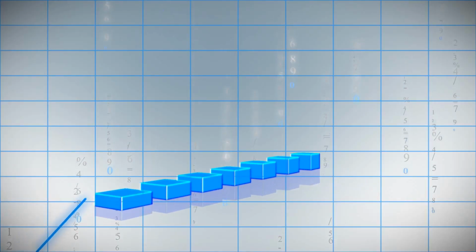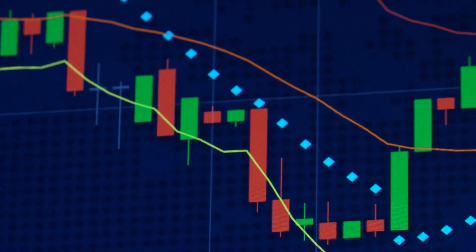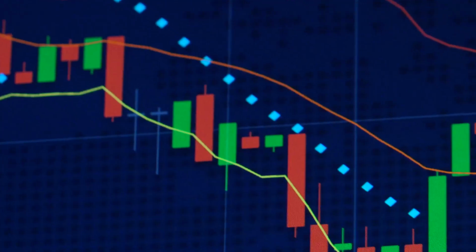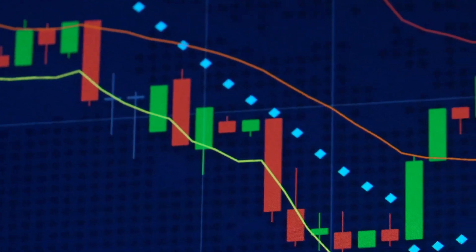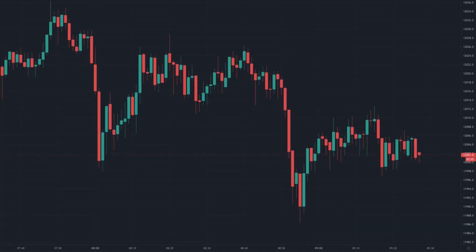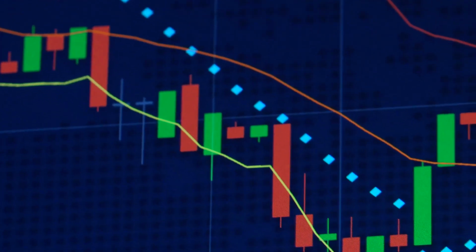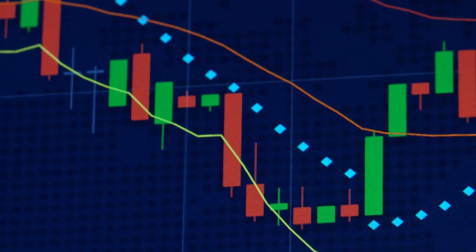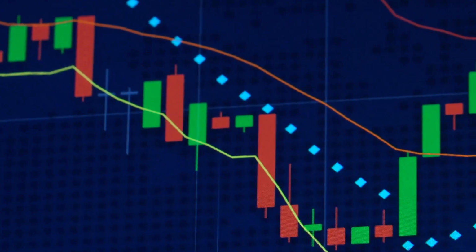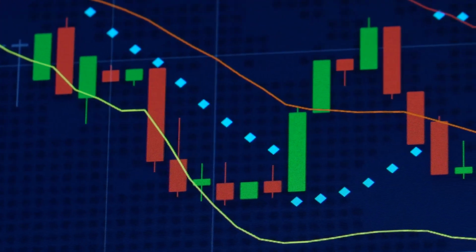Each bar on a bar chart is a vertical line showing the high and low prices for a period. Small ticks on the left and right mark the opening and closing prices. Long bars mean big price moves, high volatility. Short bars mean the market was calm. The position of the close tells you if buyers or sellers were stronger. Bar charts help spot support, resistance, and market excitement.